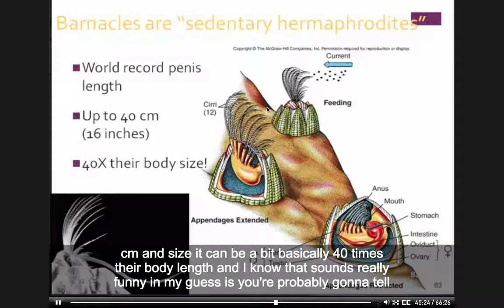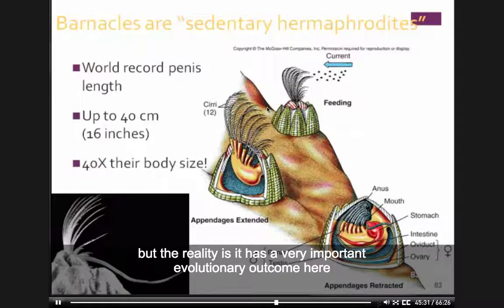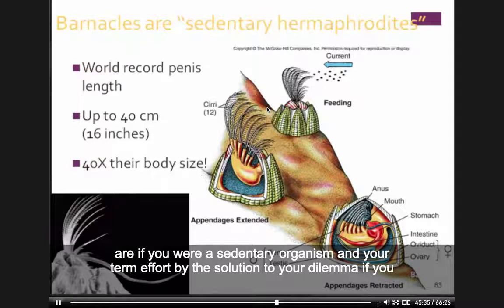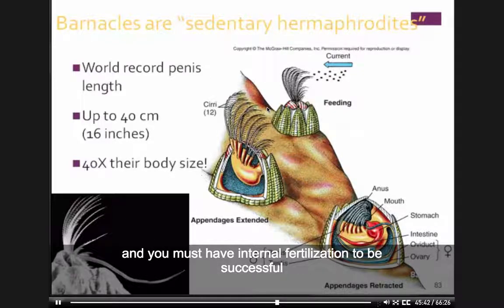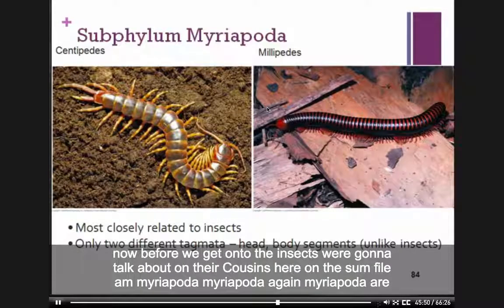And I know that sounds really funny, and my guess is you're probably going to tell this story at the next party that you attend on Friday night. But the reality is it has a very important evolutionary outcome here. If you are a sedentary organism and you are a hermaphrodite, the solution to your dilemma, if you must have internal fertilization to be successful, is to have an extremely long penis. So there you go.